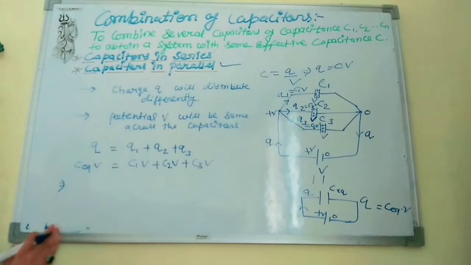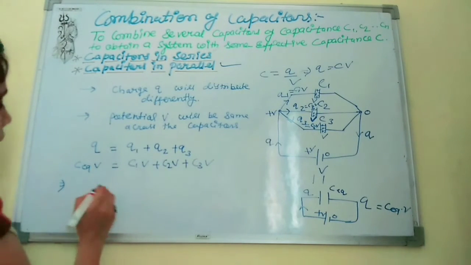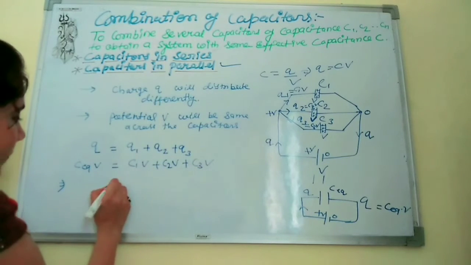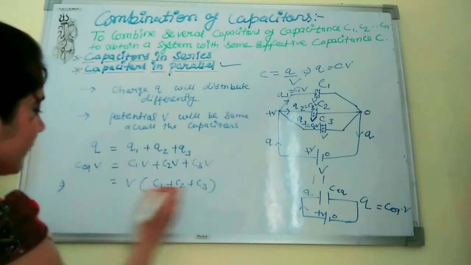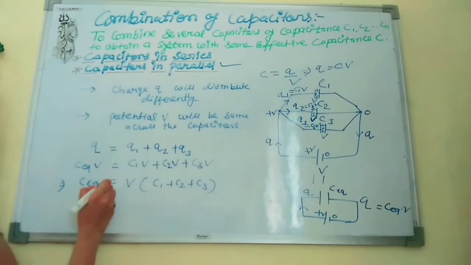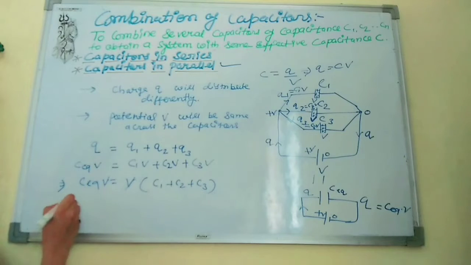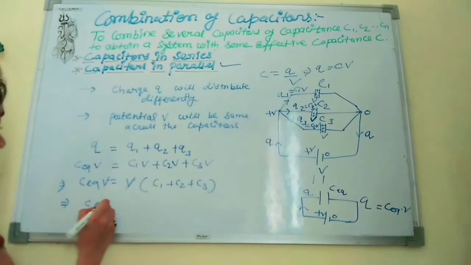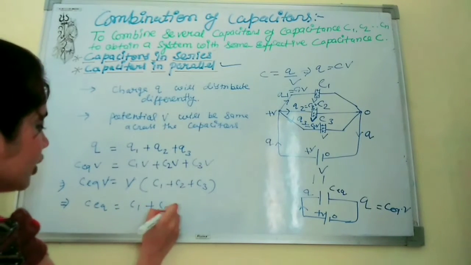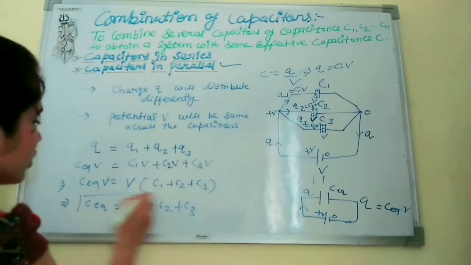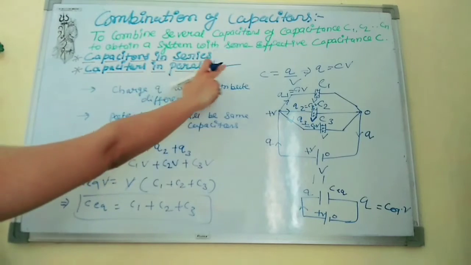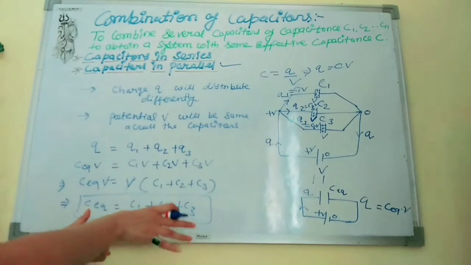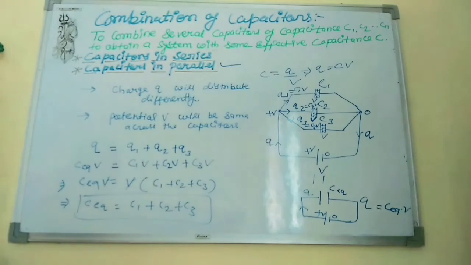We have just put the expression for the Q. Now we will take this V common here, so that will become C1 plus C2 plus C3, and this C equivalent and V, this V cancels out, and what we will get is C equivalent equal to C1 plus C2 plus C3. So this is the expression for the capacitors in parallel. Here we have connected 3 capacitors.